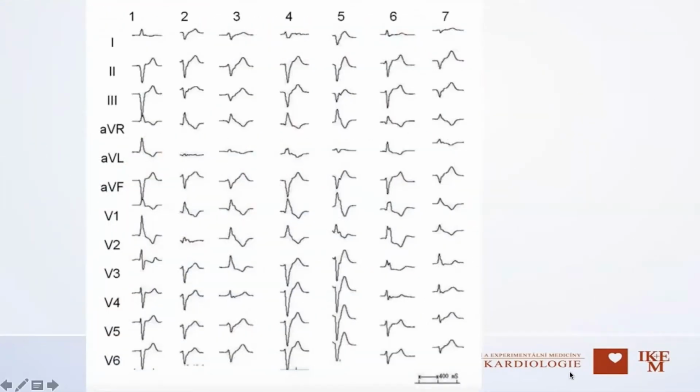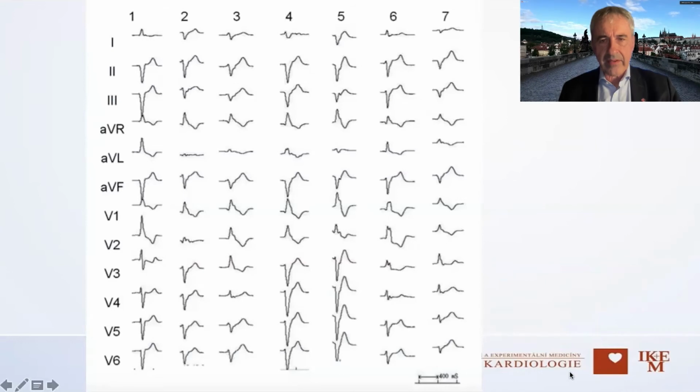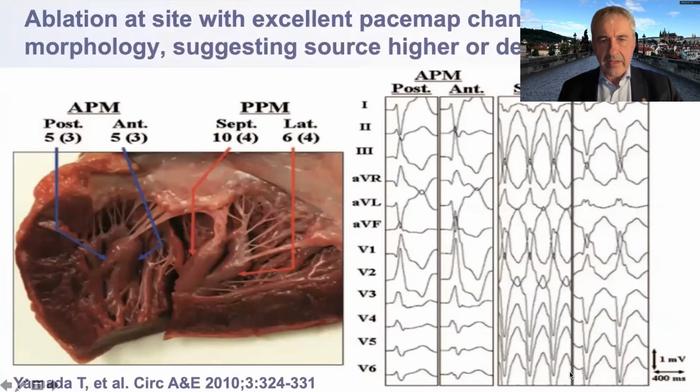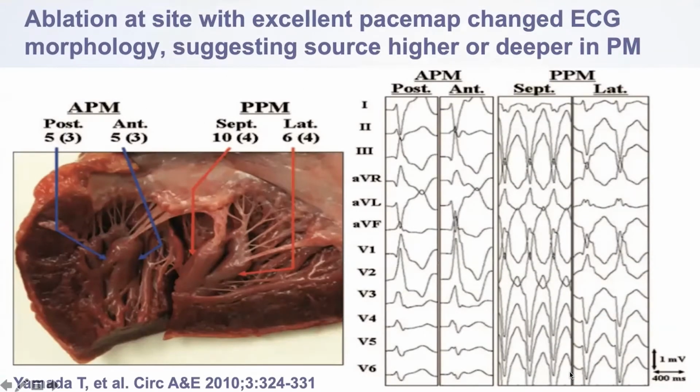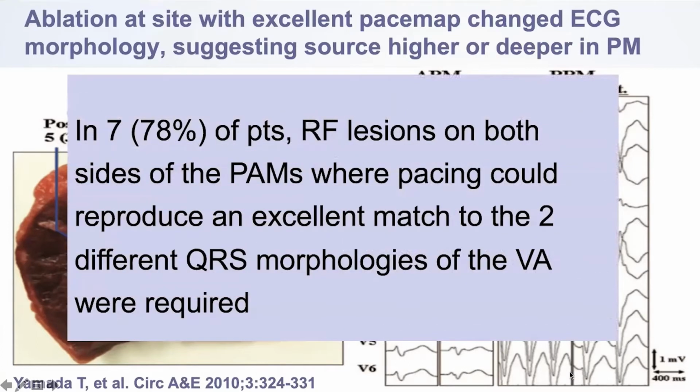And this is a characteristic pattern of this arrhythmia from the posteromedial papillary muscle, which is more frequent. You see superior axis and right bundle branch block with a transition zone somewhere between V3 and V4 in the middle of the ventricle. In the second paper from the same group, they found that excellent pace map was really changing, and probably the source is higher or deeper in the papillary muscle, and the ablation was quite successful.